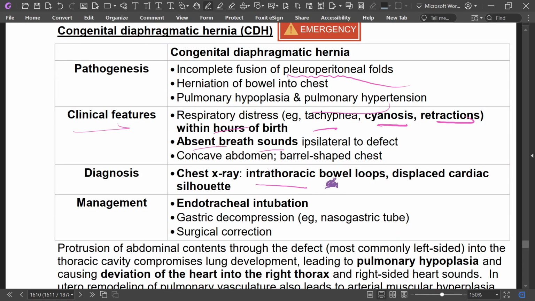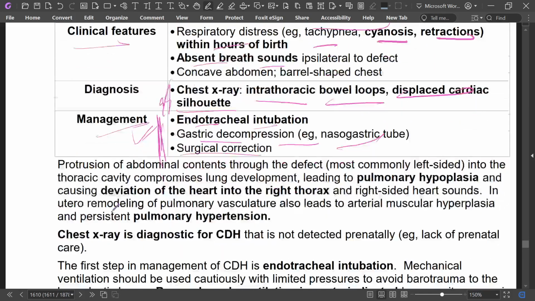Chest X-ray shows intrathoracic bowel loops and a displaced cardiac shadow. Management is endotracheal intubation, gastric decompression with an NG tube, and surgical correction.